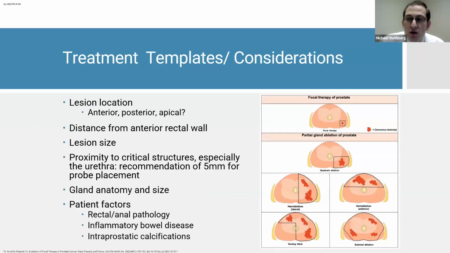Here we show a figure describing various treatment templates that are used to perform prostate ablations. And at the top, it shows focal therapies. There are quadrant ablations, a couple of different templates for hemiablations, whether you're doing it laterally or anterior or posterior, a hockey stick ablation, and then a subtotal ablation. And when selecting a treatment template, we need to consider both lesion location and size, proximity to critical structures, including the rectum, gland size, and other patient factors as well that may influence treatment approaches that are suitable or not suitable.